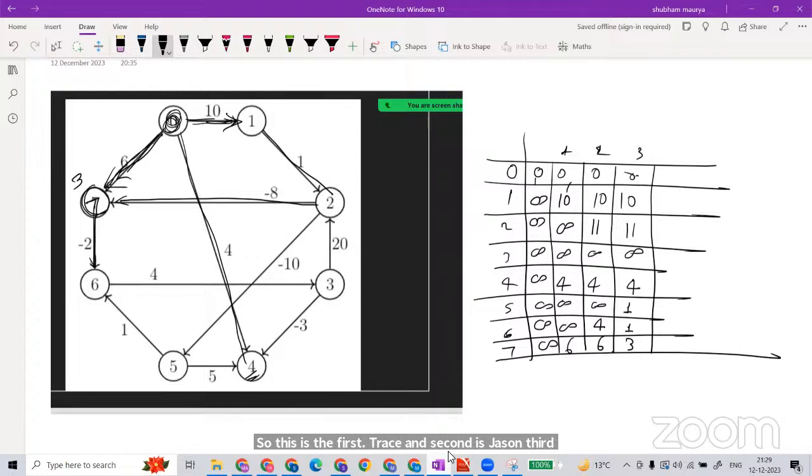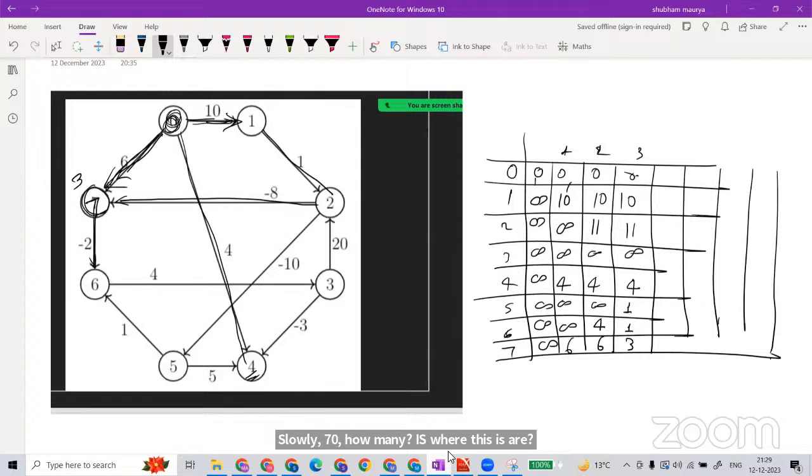Slowly, 7 times. How many vertices are there? 7. So 6 times we have to do iteration, and finally we'll get the distance from 0 to all other vertices by doing this. This is the Bellman-Ford algorithm.